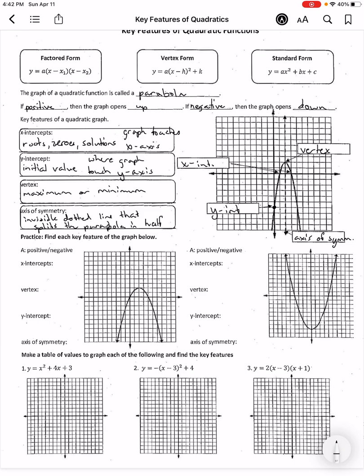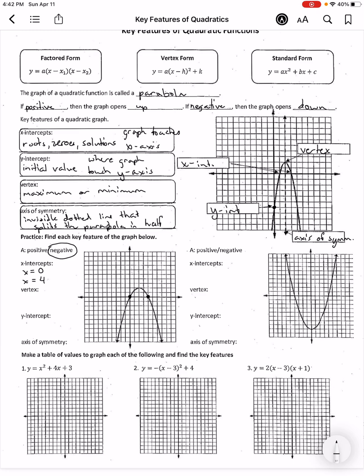All right, I'm going to take the first one and walk you through finding that, and then I'm going to let you work on the second one. So it says find each key feature of the graph below. First thing I'm going to look at: is it positive or negative? Well, I know because the graph opens down, we have a negative graph. Our x-intercepts are right here and right here, so x equals 0 and x equals 4.